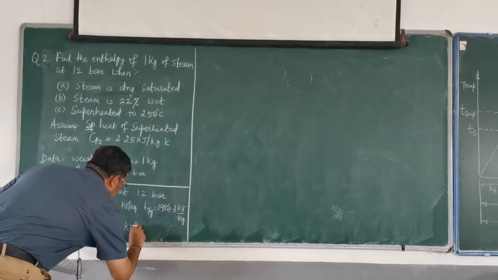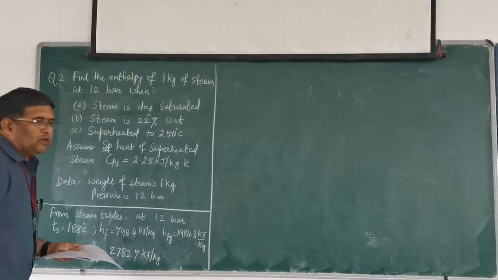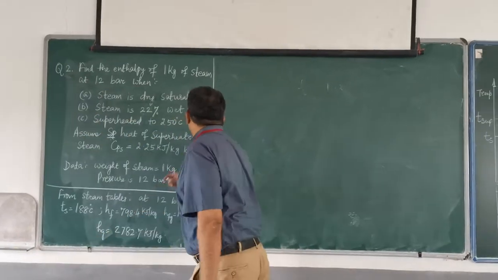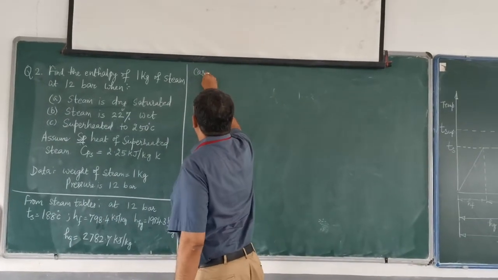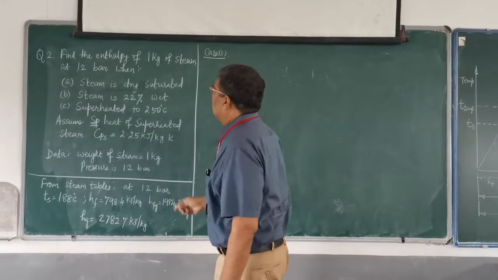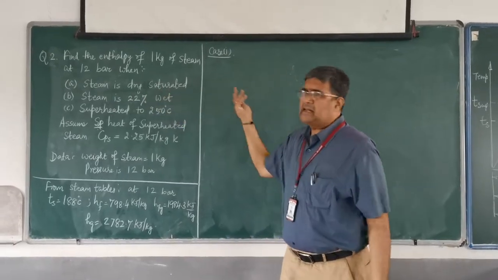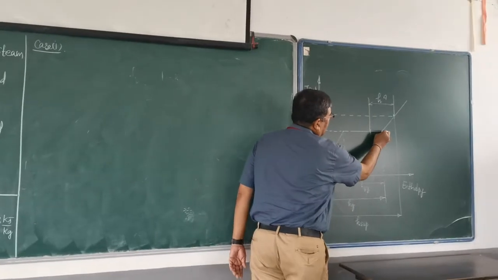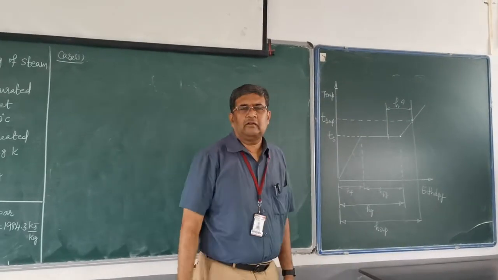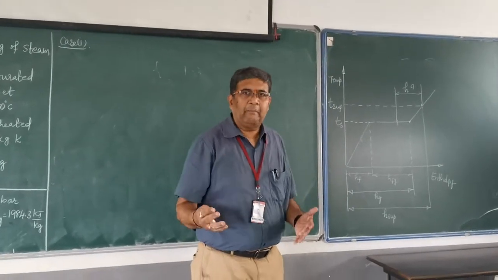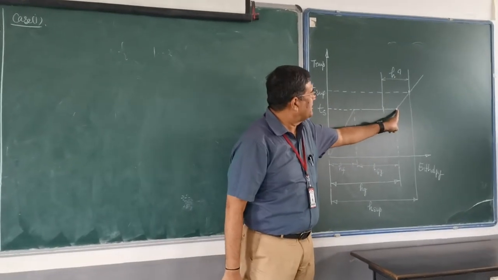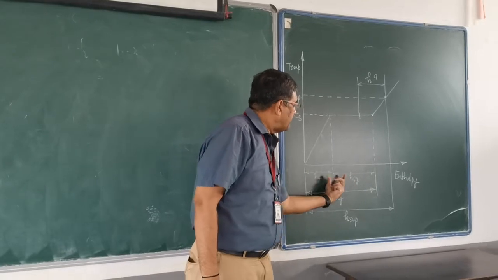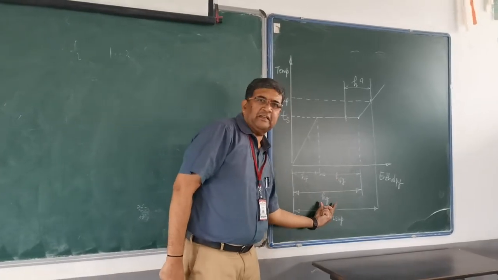So this is kilojoules per kg. Okay. So let's see how to solve this problem for the three cases. We'll take the first case. What is asked? Steam is dry saturated. Very simple. That is at this point here. The enthalpy of 1 kg at 12 bar when the steam is dry saturated. That is at this point. So at this point means what? It is the addition of hf and hfg, which is nothing but hg.